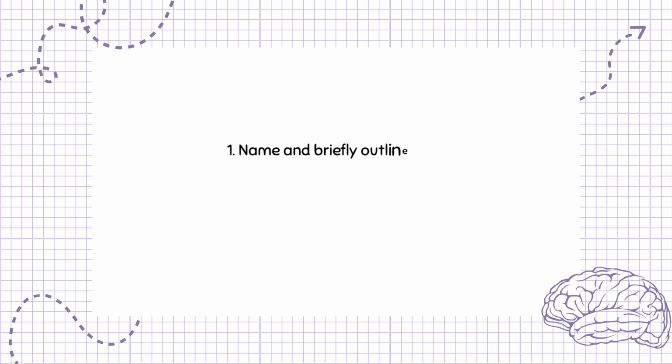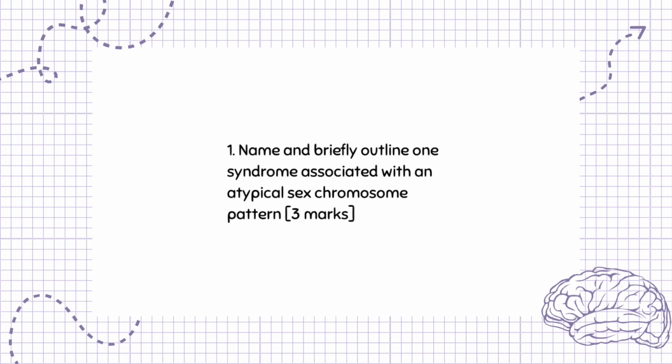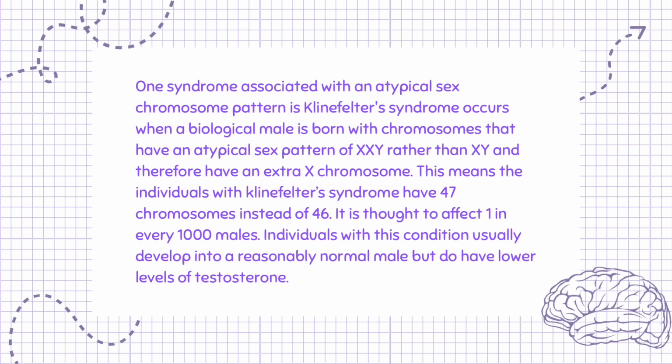Question 1. Name and briefly outline one syndrome associated with an atypical sex chromosome pattern, 3 marks. One syndrome associated with an atypical sex chromosome pattern is Klinefelter's syndrome. It occurs when a biological male is born with chromosomes that have an atypical sex pattern of XXY rather than XY and therefore have an extra X chromosome. This means the individuals with Klinefelter's syndrome have 47 chromosomes instead of 46. It is thought to affect 1 in every 1,000 males. Individuals with this condition usually develop into a reasonably normal male but do have lower levels of testosterone.